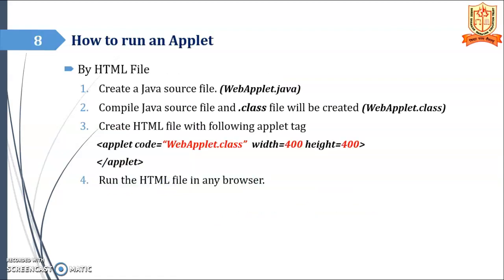And then how to run an applet. Now there are two methods of running an applet. First is by using an HTML file. So for this you need to create a Java source file, for example, webapplet.java. Now compile this Java source file and a .class file will be created. So we'll have webapplet.class. Next, create an HTML file with the following applet tag: applet code, again the name of the class file, width and height, and run the HTML file in the browser.